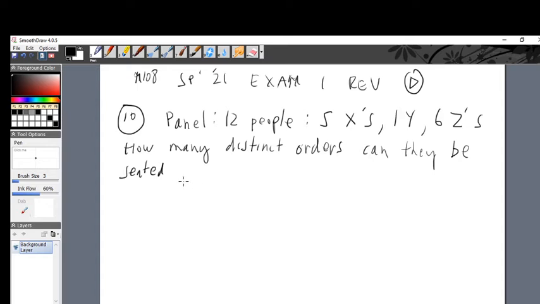If two people of the same group, right? This is one group, X is one group, Y is another, Z is another. Let's say, some sort of convention, and they're coming from different states, 5 from one state, 1 from another state, 6 from another state. Of the same group, which would be, in my case, in the same state, two people of the same group are considered identical.